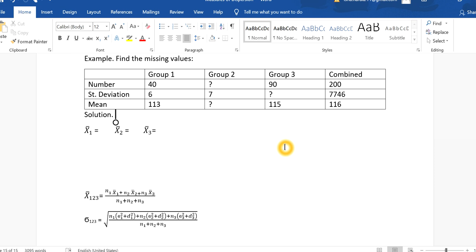Now here we have three values for the number of observations: 40, question mark and 90. So let n1, n2 and n3 be the number of observations in group 1, group 2 and group 3 respectively.